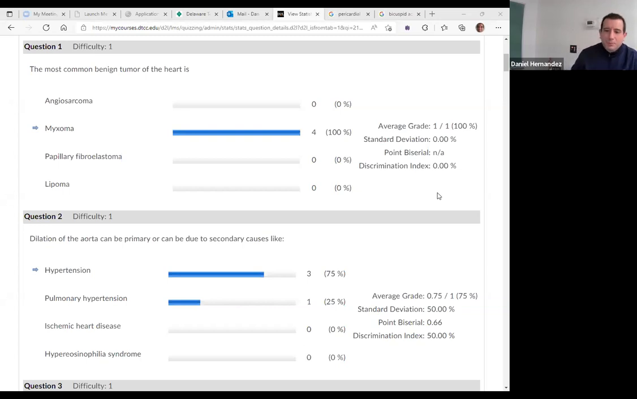Most common benign tumor of the heart is going to be our myxoma, more specifically left atrial myxoma. They can also appear in the right atria, but by far more common in the left atria.